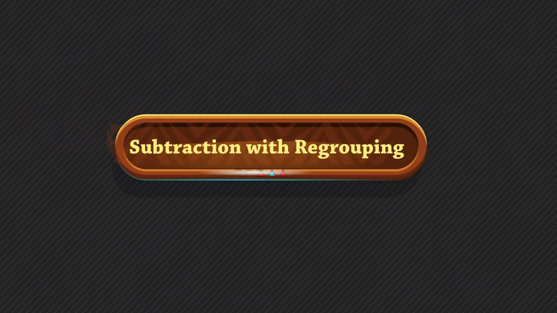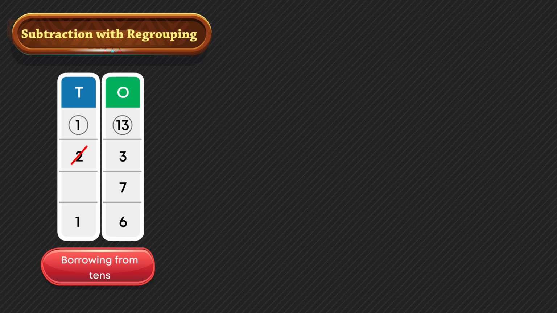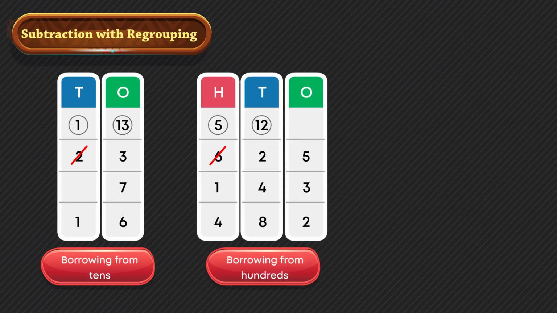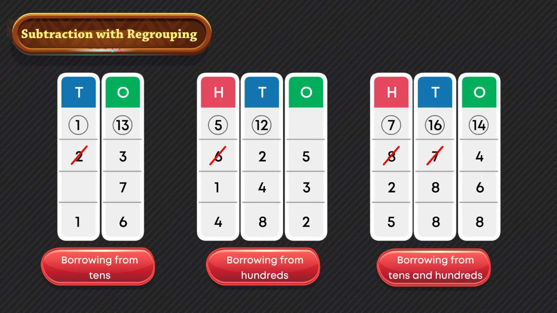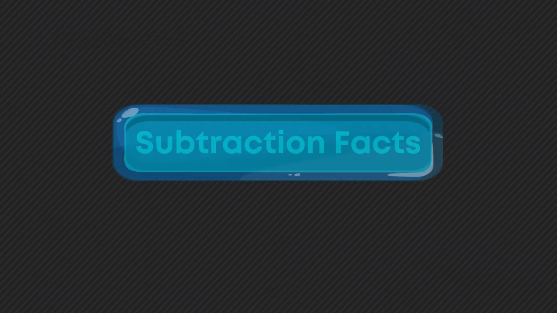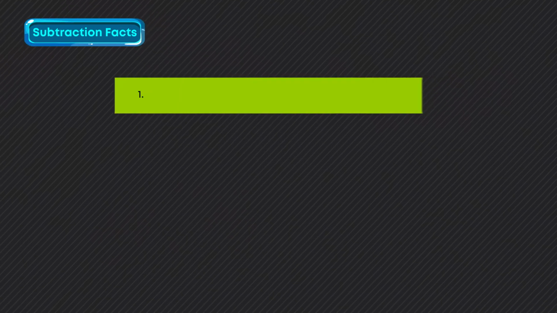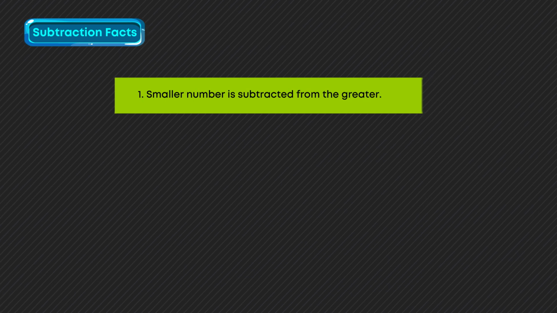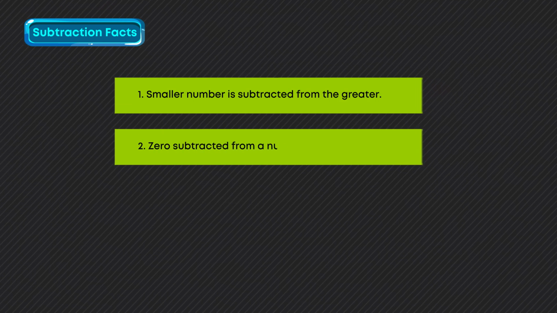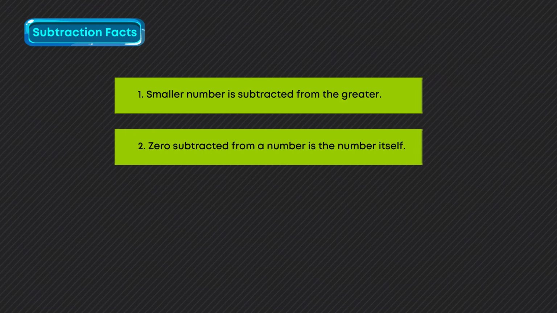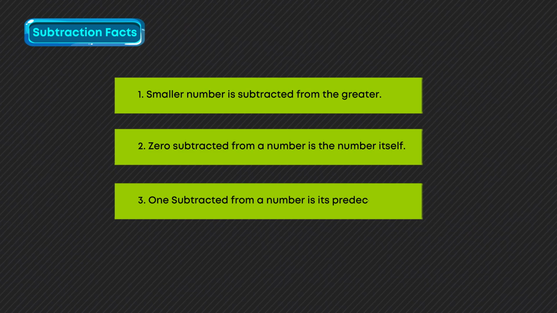Subtraction with regrouping. Borrowing from tens. Borrowing from hundreds. Borrowing from tens and hundreds. Subtraction facts. 1. Smaller number is subtracted from the greater. 2. 0 subtracted from a number is the number itself. 3. 1 subtracted from a number is its predecessor.